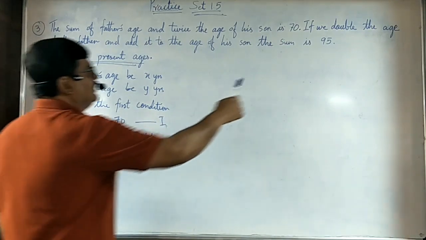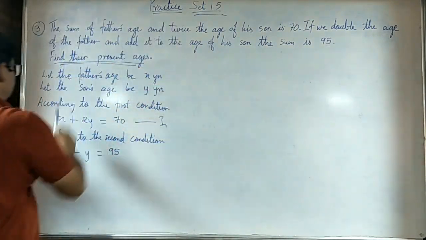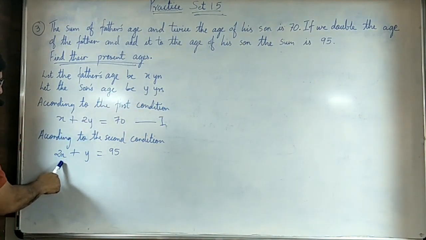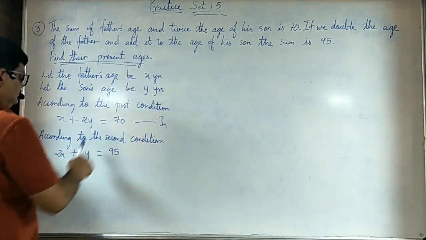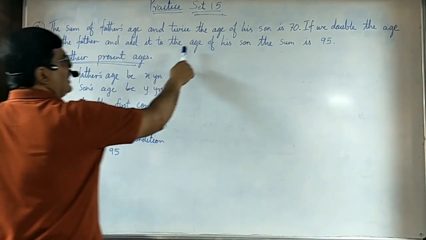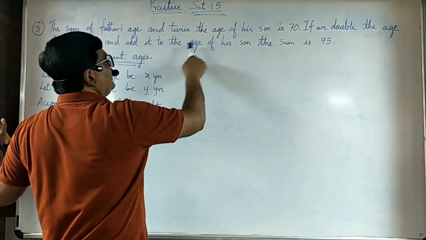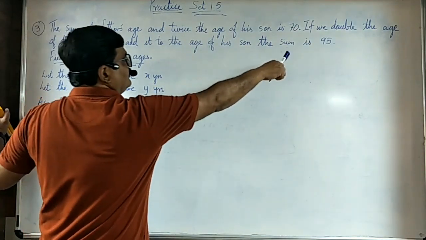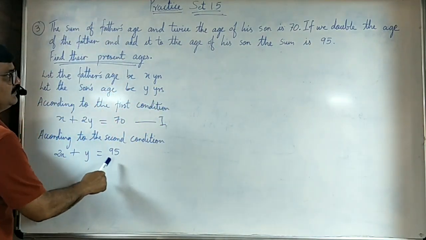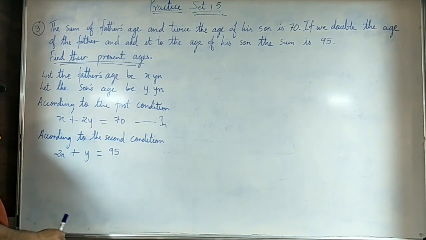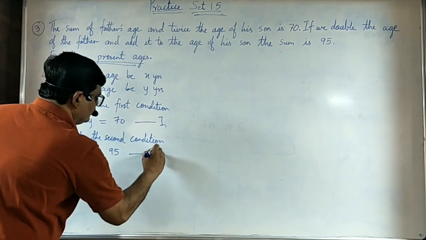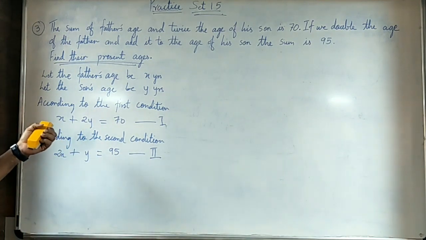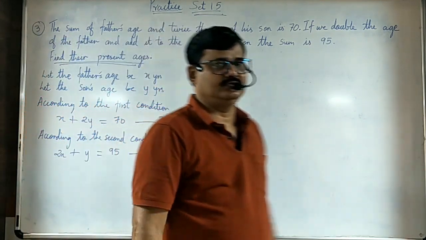Can you read it out? If we double the age of the father, the father's age we kept as x, so double means 2x. And add it, so add means a plus sign. Add to the age of his son. Son's age is y. And the sum is 95. So I got 2x + y = 95, and that's my equation number 2. Everybody see that? I got equation number 1, I got equation number 2.